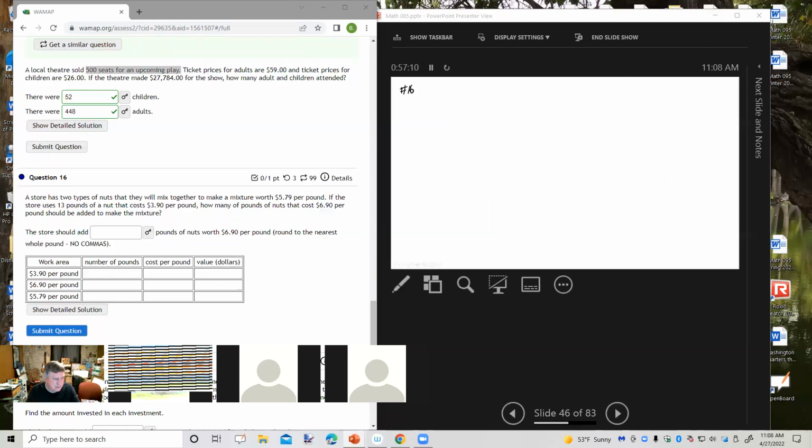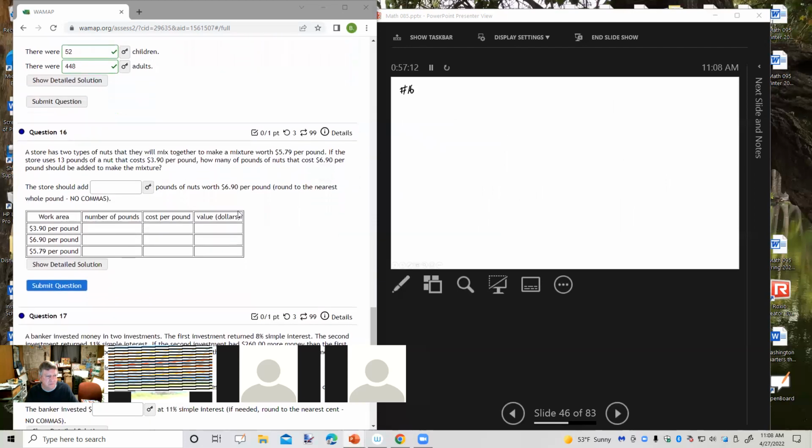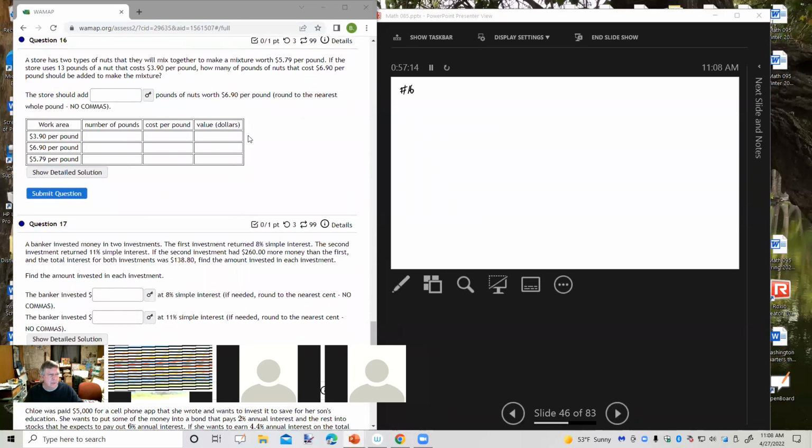Let's take a look at 16. A store has two types of nuts that they will mix together to make a mixture worth $5.79 a pound. If the store uses 13 pounds of a nut that costs $3.90 per pound, how many pounds of nuts that cost $6.90 per pound should be added to make the mixture? The store should add blank pounds of nuts worth $6.90 per pound. And then we've got the work area.